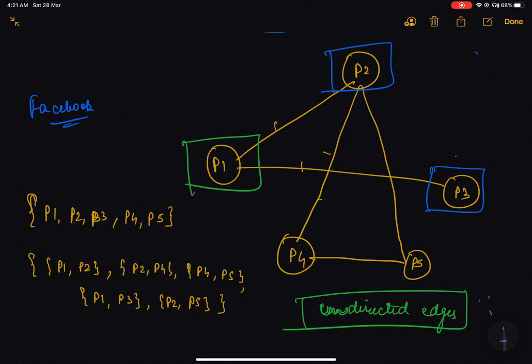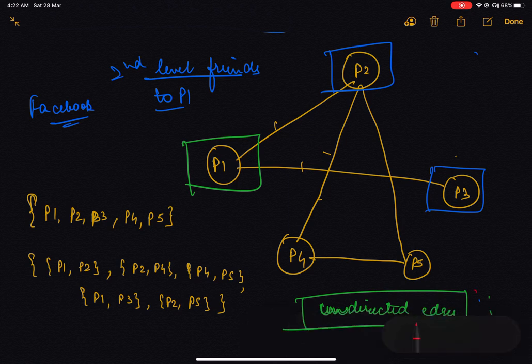One good use case for friendship suggestions can be those people who are second level connections or second level friends to P1. What it means is that they are not friends of P1 but are friends of a friend of P1. So we see that P4 and P5 are friends of one of the friends of P1, which is P2. So we can recommend P4 and P5 to P1 as friend suggestions.